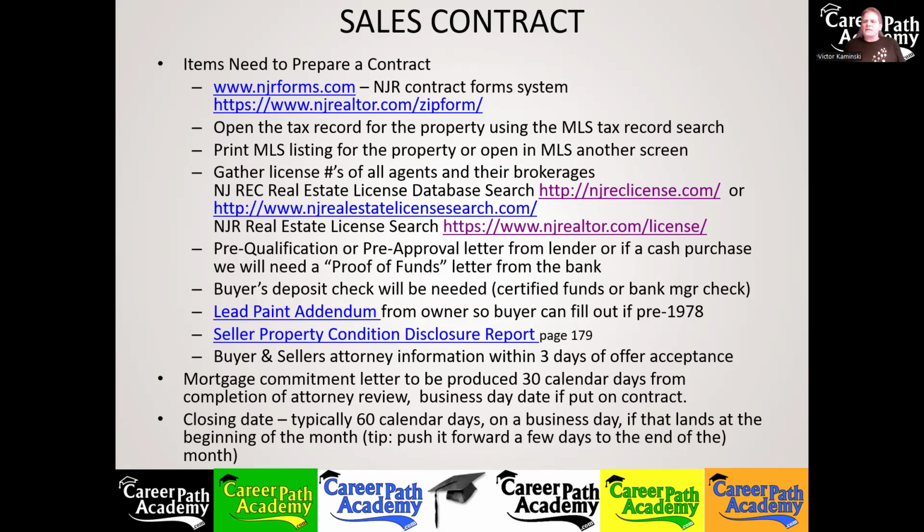So the closing date you're going to set on the contract, usually about 60 days from the date of the contract. However, if that ends up being like on the second or third day of a month, push it forward a couple days so that it ends at the end of the previous month. This way, lenders will prioritize those transactions to be funded so that they get all their numbers in. Little tip to you.